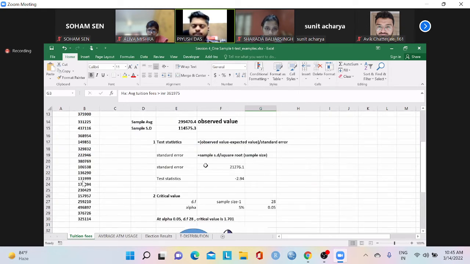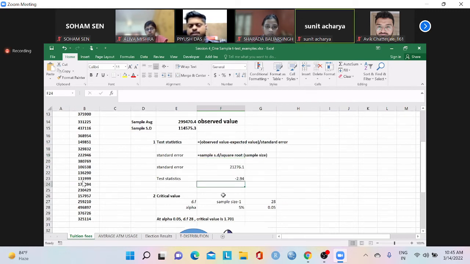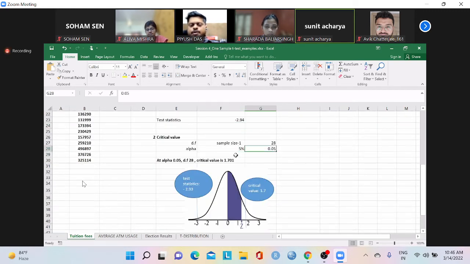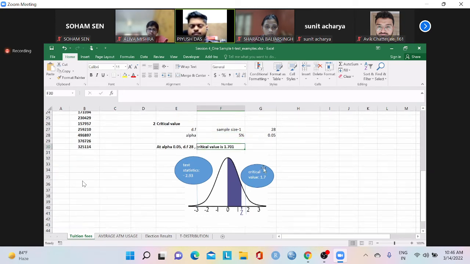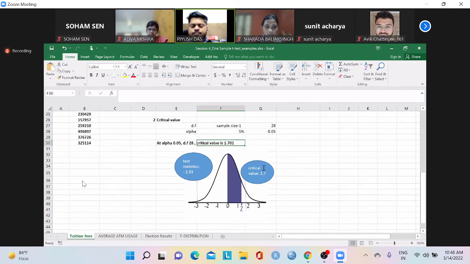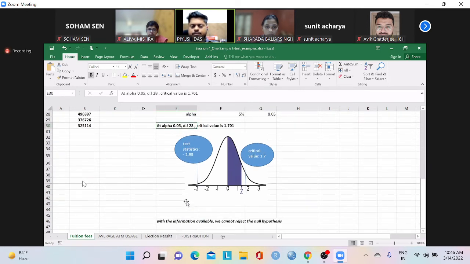The steps remain the same, the calculation, everything remains the same. For the left tail test also the same formula. There is no change in the calculation. Critical value, you get something like this. Only the change is in how you consider your critical value, and how you compare.